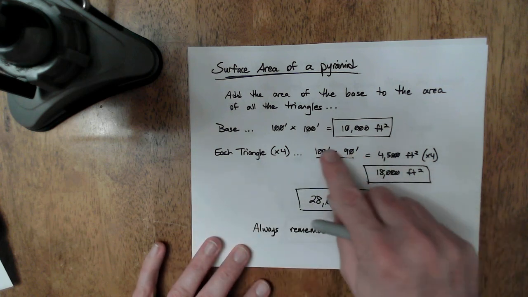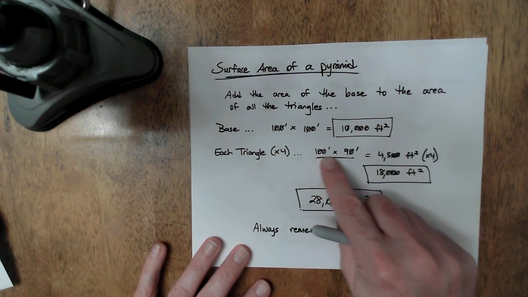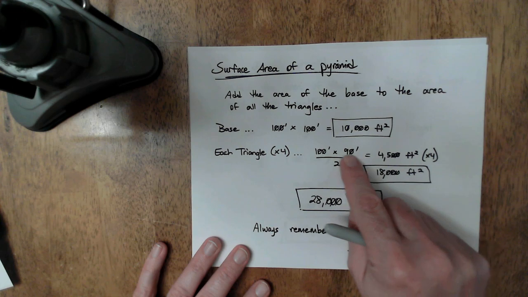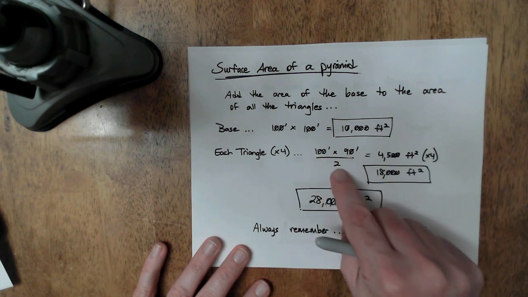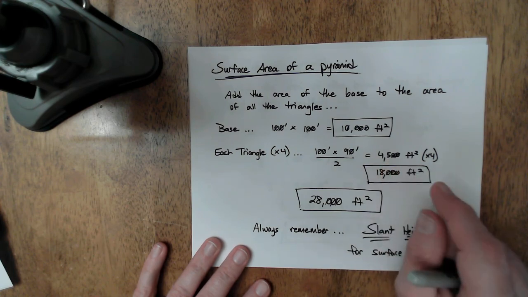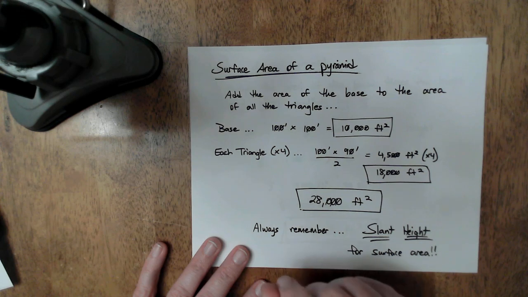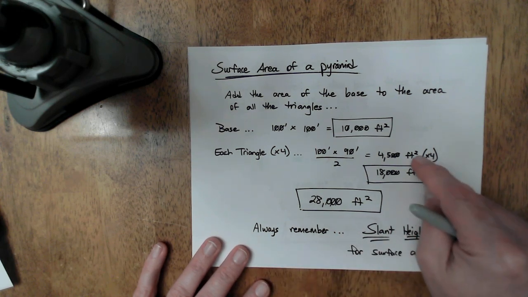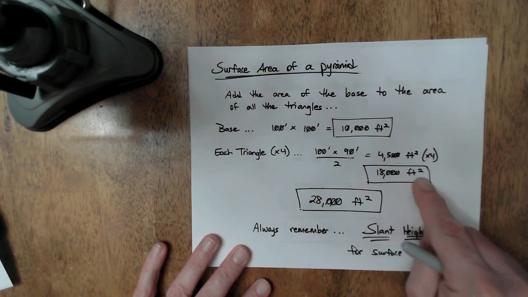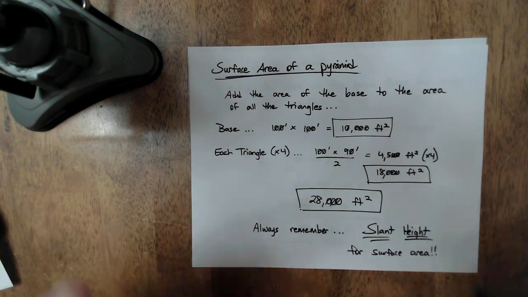Then each triangle, there are 4 of them in this case because it's a square base. One triangle would be the base of 100 times the slant height of that triangle, which would be 90 feet. So 100 times 90 divided by 2 equals 4,500 feet squared for each of the 4 triangles. Now you multiply that number times 4, and you get 18,000 feet squared for all of the lateral sides.